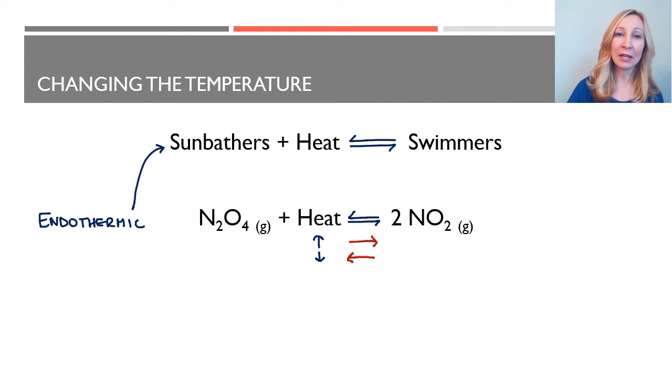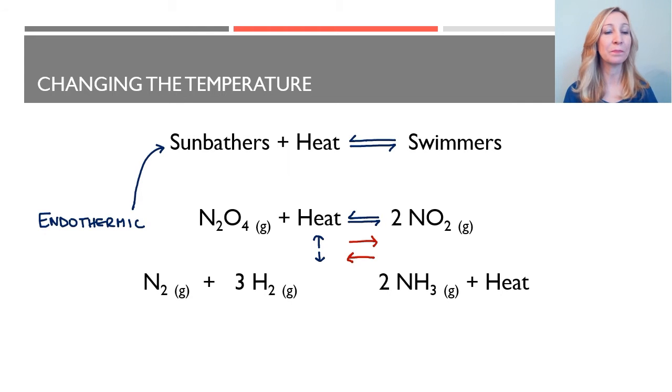Now, if it becomes colder, then the swimmers are going to leave the pool and become sunbathers. So they're going to leave the pool and the reaction is going to shift to the left. So that would be what happens in an endothermic reaction.